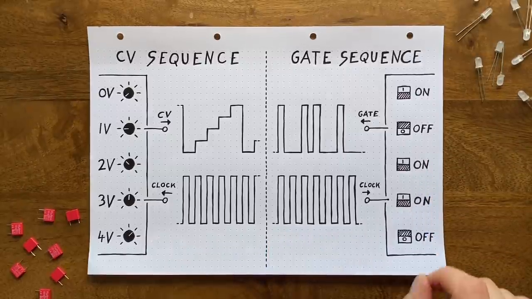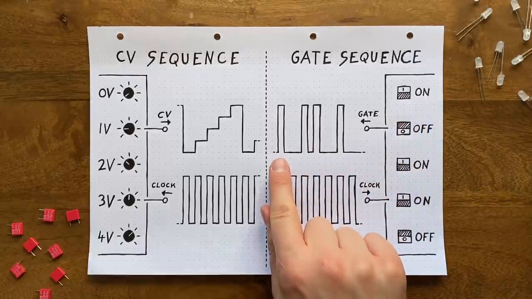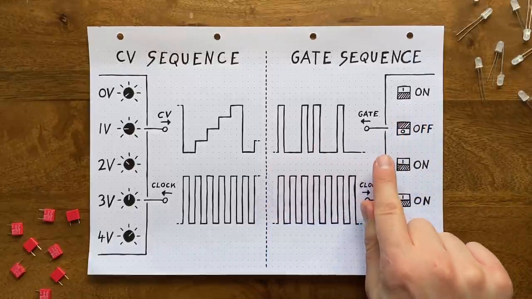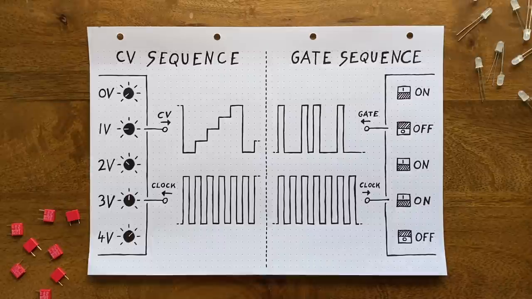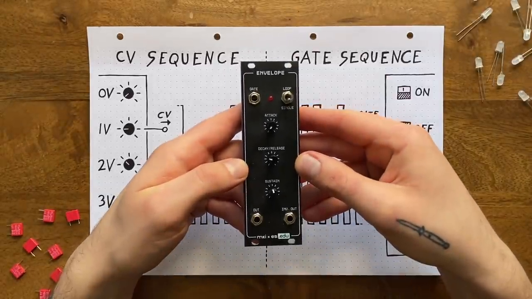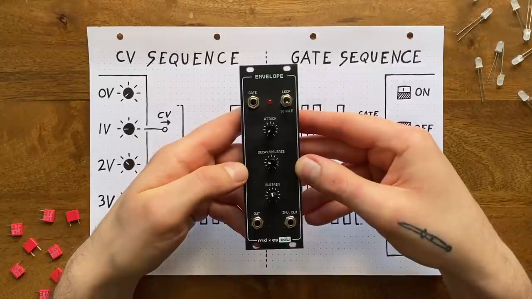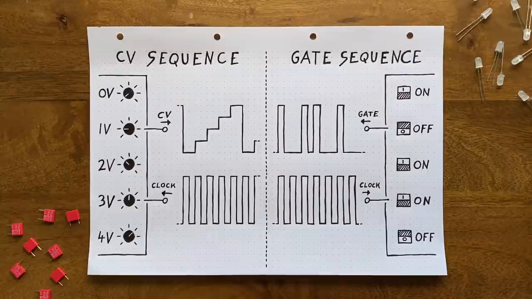Every time it encounters a gate on, it will send out a voltage pulse, resulting in a gate sequence that looks something like this. It's basically just a voltage that's pulsing rhythmically. In a typical patch, you would use this to drive an envelope generator, which in turn would drive a VCA and/or a filter, allowing you to add rhythm and dynamics to your melodies.